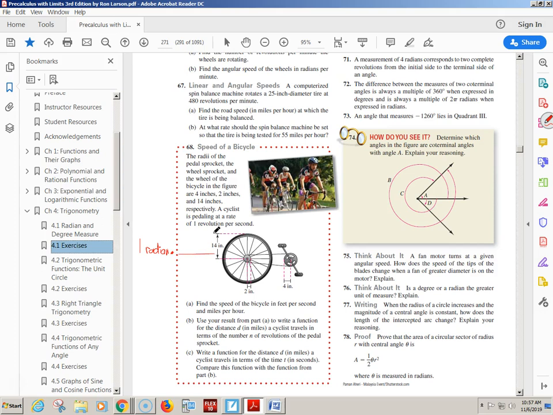What would you multiply by to convert 1 radian to degrees? 180 degrees on top, right? And then what would be on the bottom? Pi radians, right? We need to have a match. Now, we don't usually write radians.